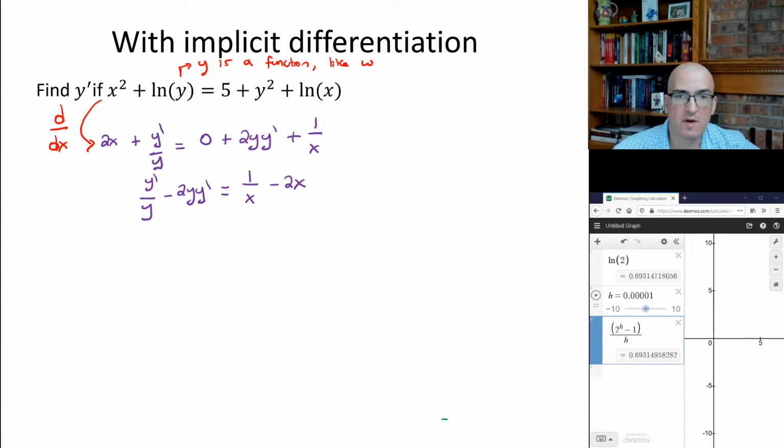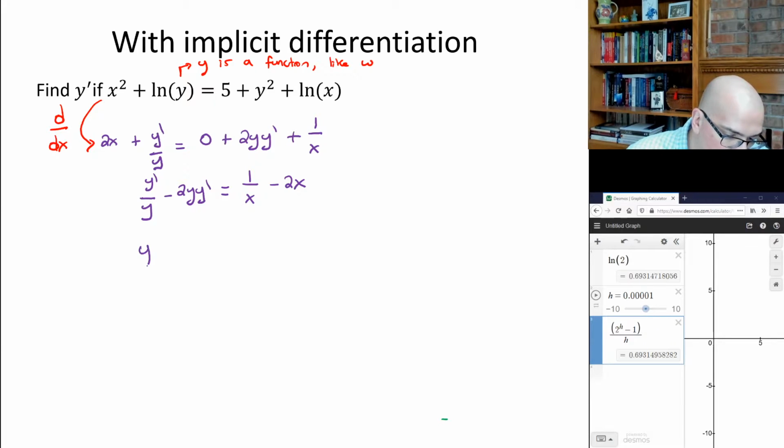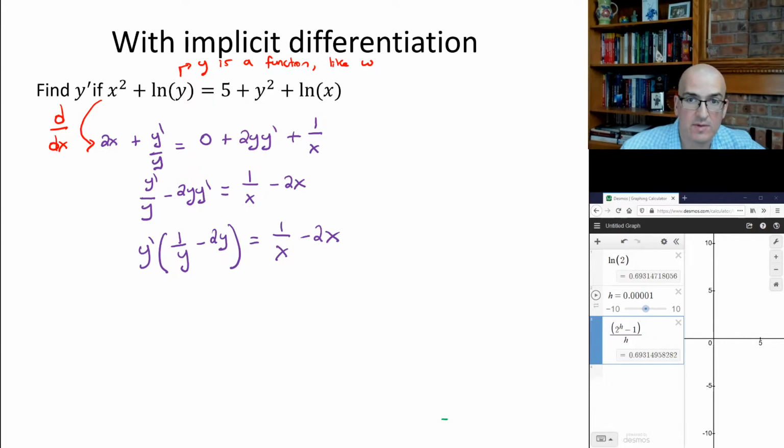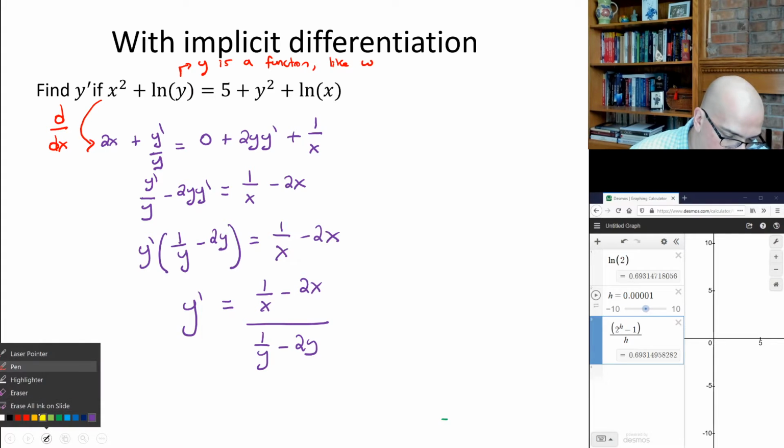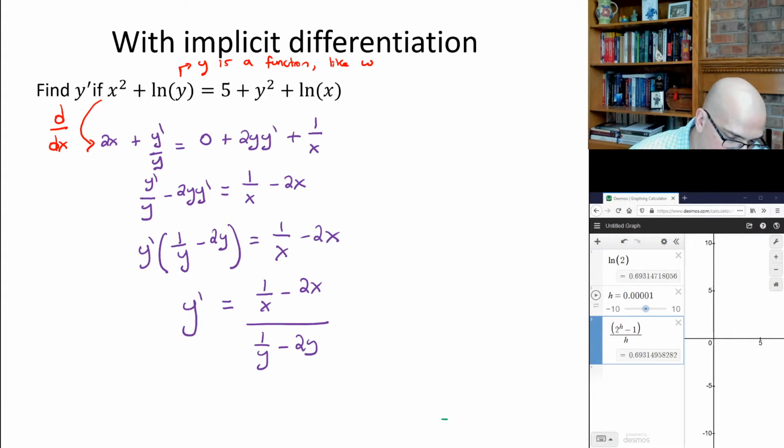Next step, I'm going to common factor y prime out. So on the left-hand side, I have 1 over y minus 2y. Right-hand side, 1 over x minus 2x. And then I'm going to divide both sides by that bracket. 1 over x minus 2x divided by 1 over y minus 2y. There's a variety of ways that you can rewrite this, but this is how I want to see it written.